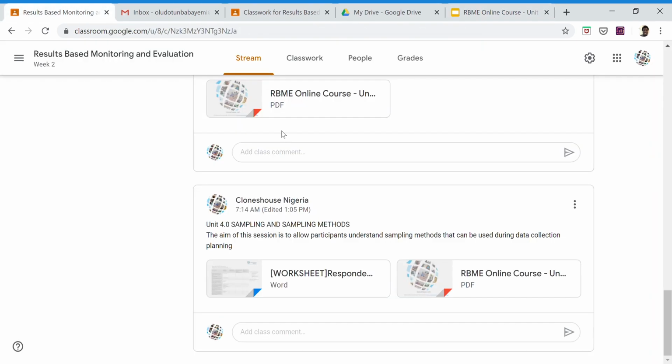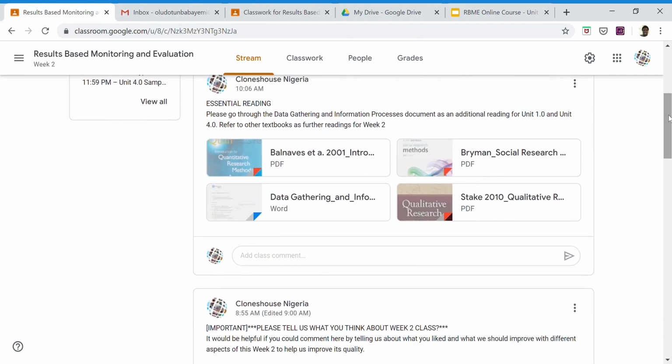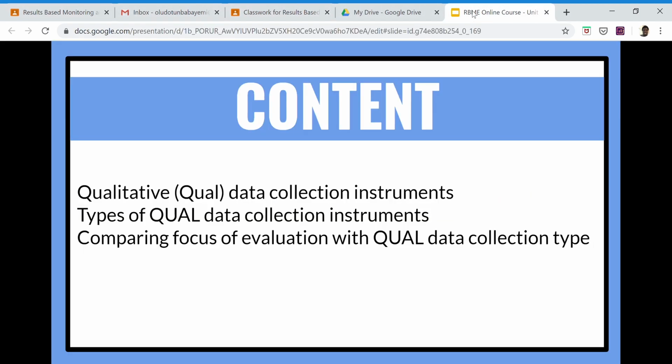And do not forget that there are some essential readings that you can make use of. In particular for this unit, it will be Stake's qualitative research. So it's important; you might want to take a look at it and read it. Perhaps before you go deep into the unit, or you can read it before starting the unit. They will be useful as essential readings and as further readings as well.